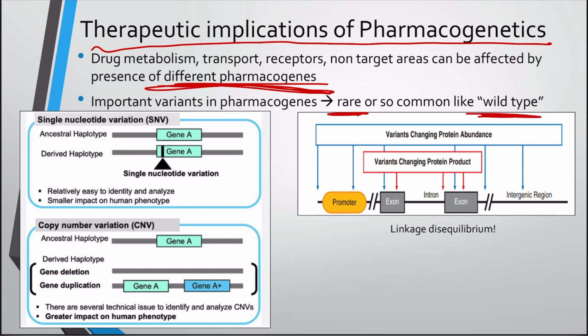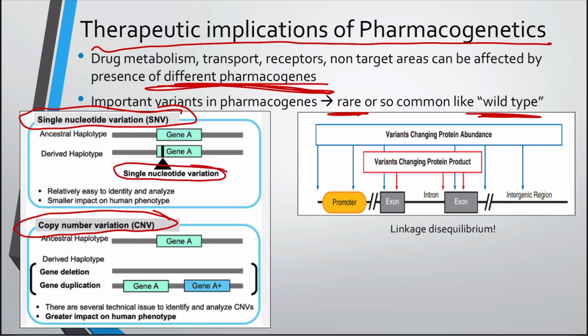But what do I mean by wild type? Wild type is basically the normal type of that particular pharmacogene. We can have different types of variation, that is, single nucleotide variation and copy number variation. In single nucleotide variation, there is a change in only one single nucleotide, and it is relatively easy to identify and analyze, and it has a smaller impact on the human phenotype because only one single nucleotide is changed.